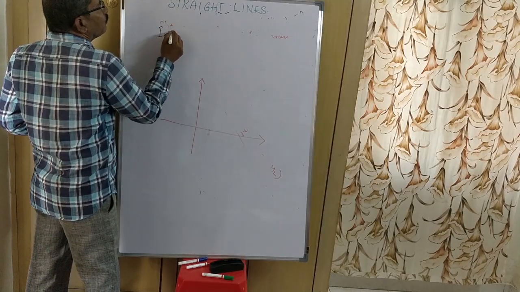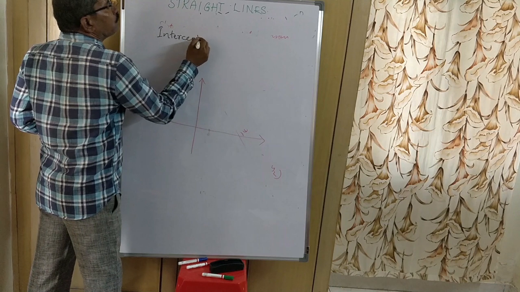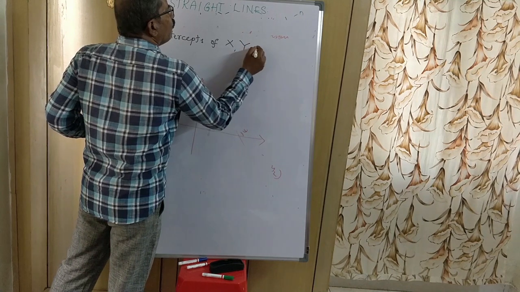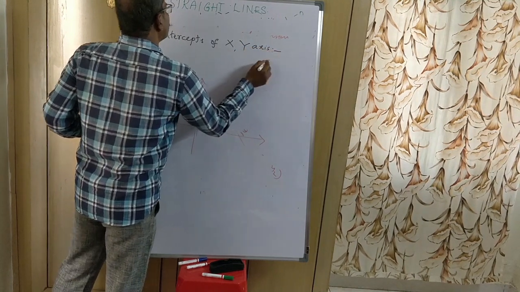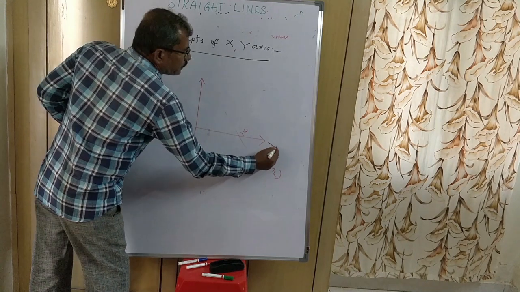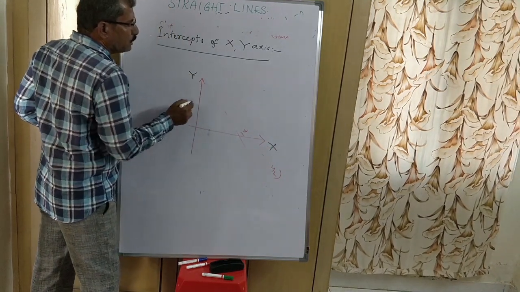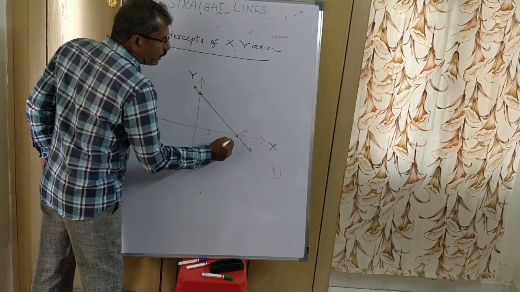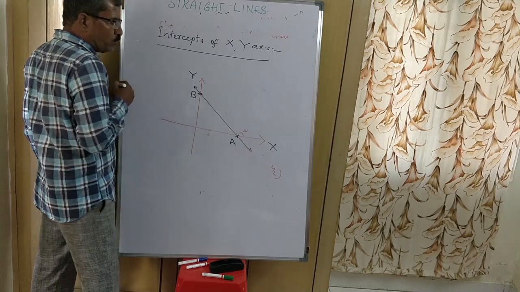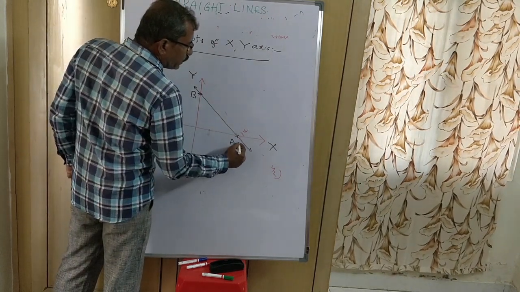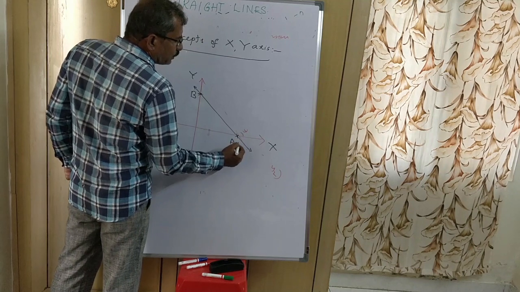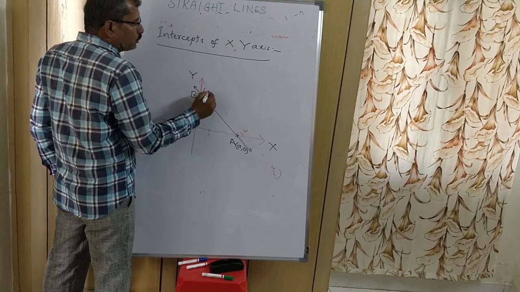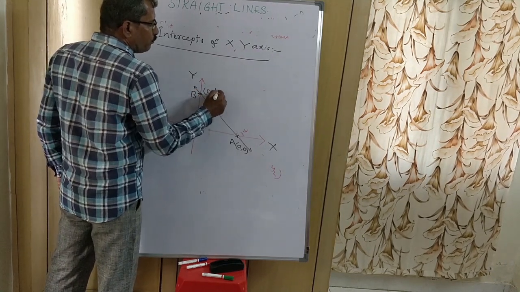Intercepts of the x and y axes. This is the x-axis, this one is the y-axis. Suppose my line is like this. On this line I have A and B as the two points. At A you know that the ordinate is 0, so suppose this is A comma 0, and at B the abscissa is 0, say 0 comma B. That means this is O.